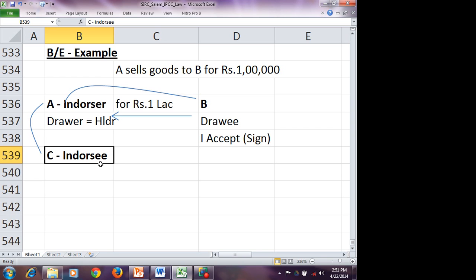Instead of repaying 1 lakh rupees in cash, I give you a bill worth 1 lakh rupees, which you can either further negotiate, or go to the bank and discount it, or wait till the maturity, take the instrument to B, and he makes the payment.